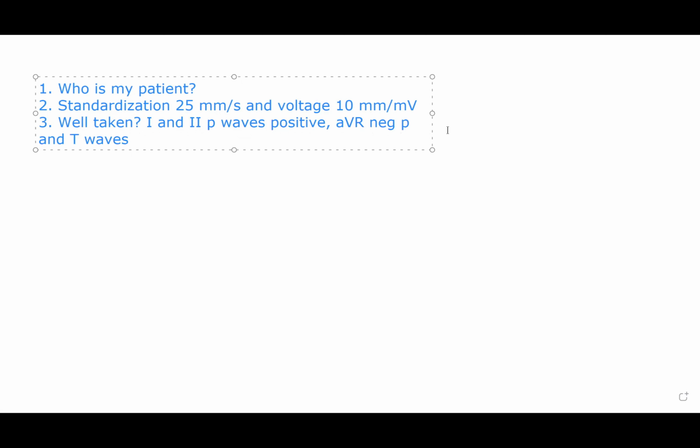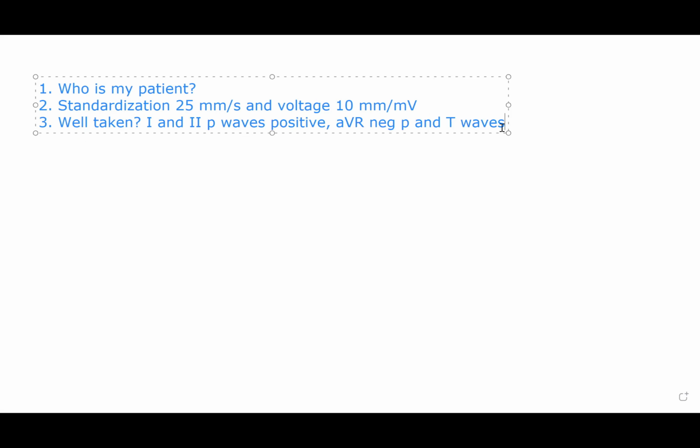Very important, because, again, there might be some exceptions, obviously, like in wide complex tachycardia, but in general, in a patient who is not in a wide complex tachycardia, this should be the case for you to say it's well taken and I can analyze it. Once you already know who your patient is, and that the EKG is well taken and well standardized, then you start jumping into the other stuff.